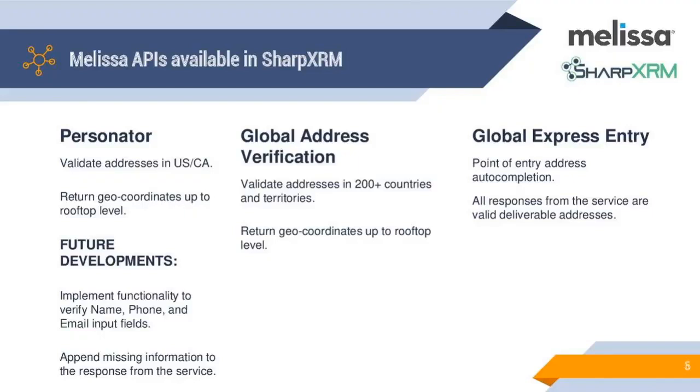The second service that we have is our global address verification service. And this service is able to validate addresses in over 200 countries and territories around the world and return geocoordinates up to the rooftop level for those addresses.